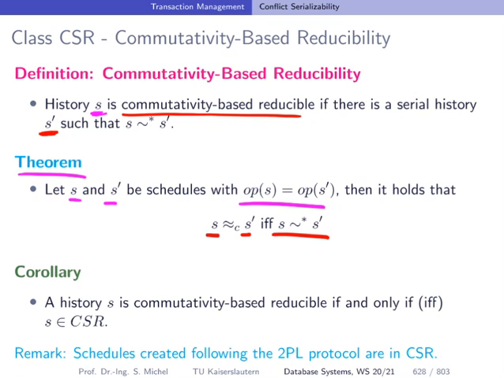And this also should not be difficult to understand why this is true, because of my explanation before that we're not changing the conflict relation in any way, not the operations of S and S prime. Then we have the following corollary. History S is commutativity-based reducible if and only if S is in CSR. And one remark, because we later on will also see how we're implementing a scheduler which is called two-phase locking. Two-phase locking is exactly doing or allowing these schedules that fall into CSR.